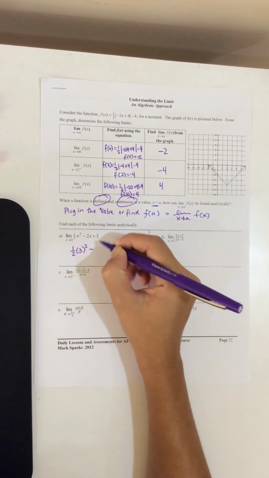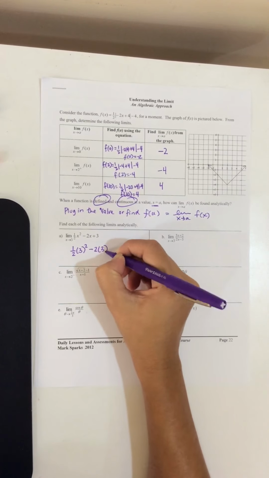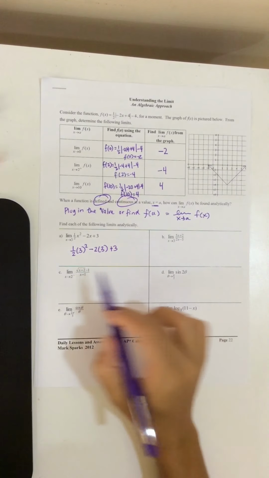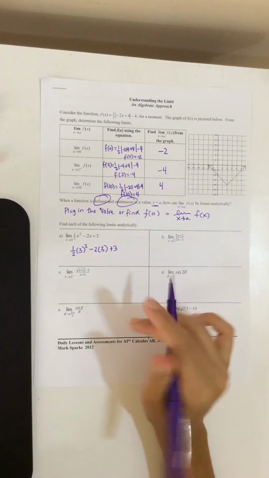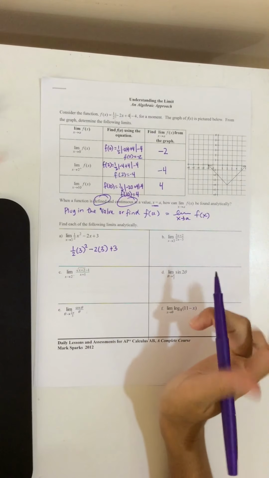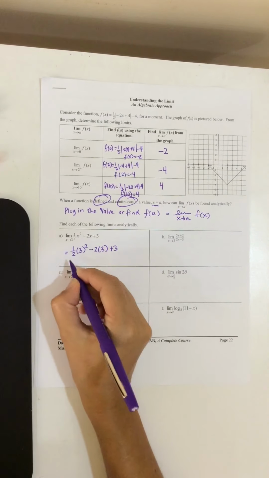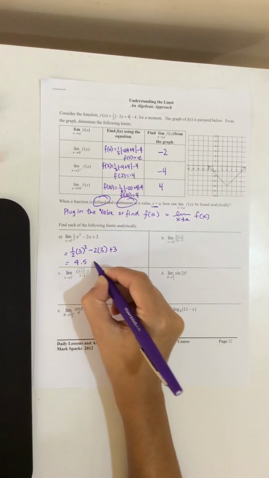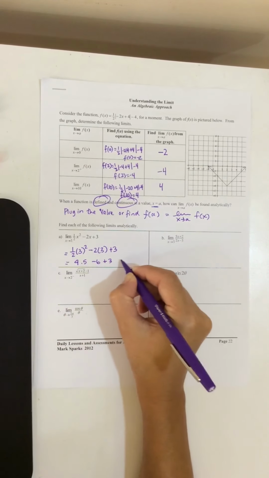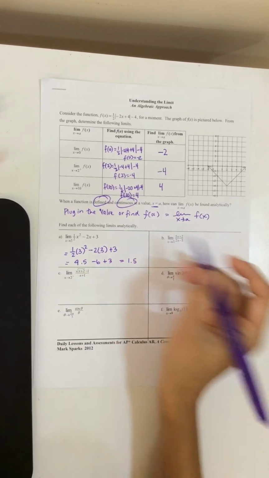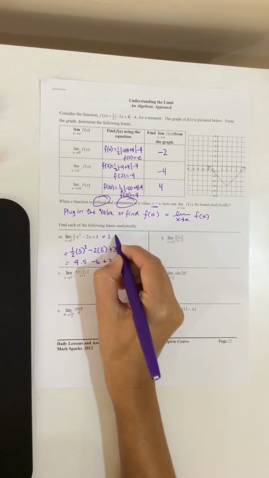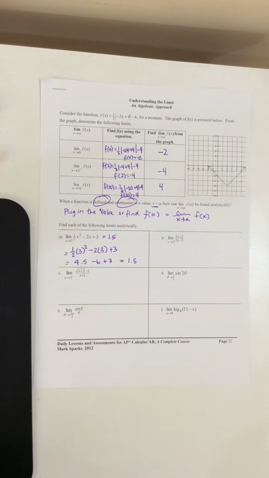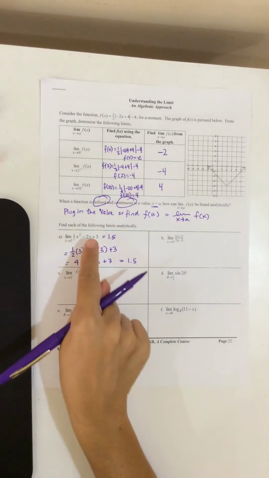So if I solve that, and I'm always going to go fast through these algebra things, so if you have to pause it and work that out to make sure that what I'm writing matches what you would do, go ahead and do that. Because you end up with 4.5 minus 6 plus 3, which ends up being 1.5. So this limit as x approaches 3 is equal to 1.5 of this particular function.